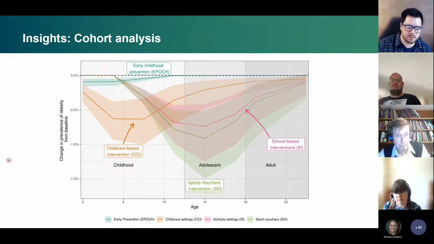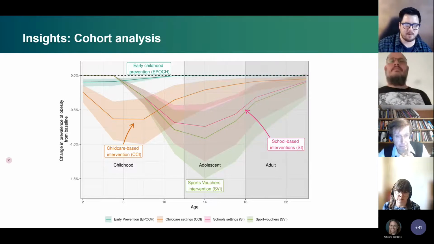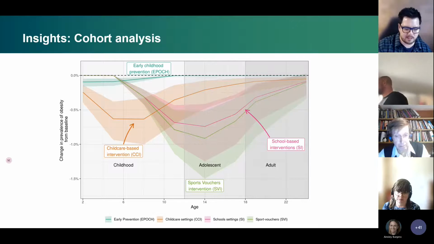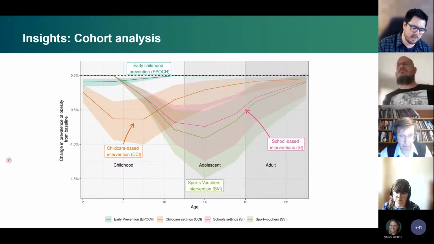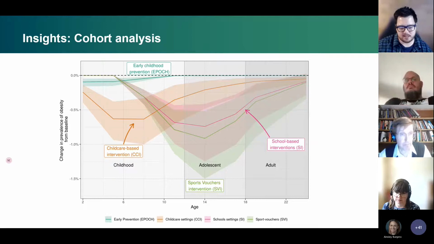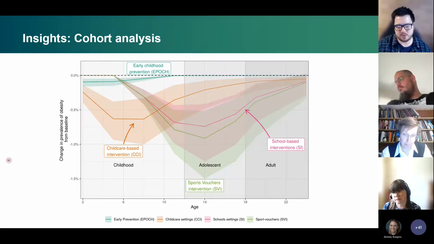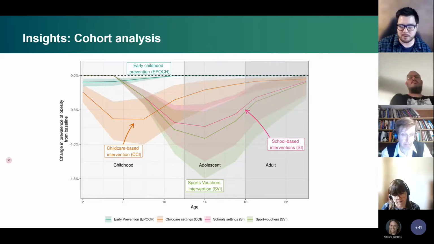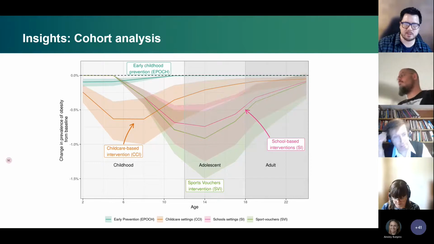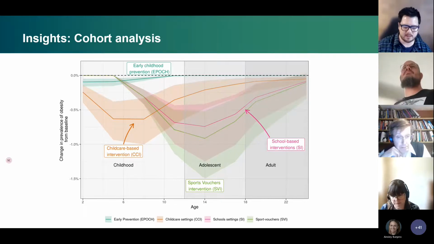So in terms of the early childhood prevention, as well as the childcare-based interventions, we see that there is a waning effect, and the peak of especially the childcare intervention occurs at the 6-year-old age group. Then as they start school and they're no longer at the childcare settings, that intervention starts to wane. Conversely, as the children enter school and there are additional supporting programs to help them reduce overweight and obesity in schools, we see an uptick of an effect.